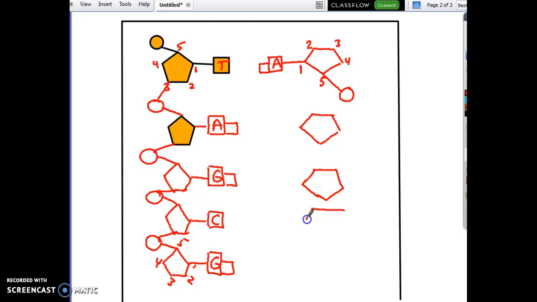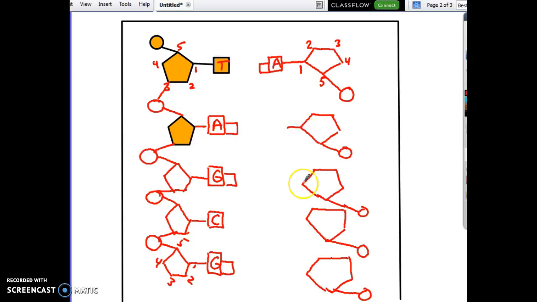Sorry, my hand drawing is not the best. I'm really exaggerating, I'm sure, the point with the 5 carbon, but it's really, really important. So each of these has the 5 carbon, so then off of the 5th carbon always you have the phosphate group. Sorry about that. Phosphate. Sorry, I'm running out of room.